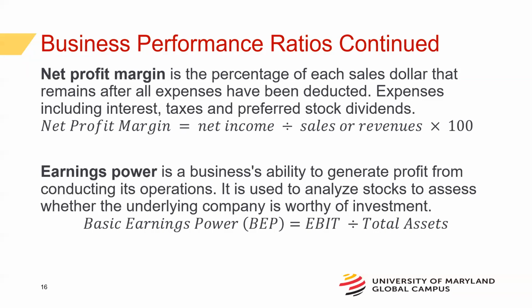The calculation for this is we take our net income, which is found on our income statement, and divide it by sales or revenue, which is found on our income statement. We multiply that by 100 to get the percent, to essentially turn it into a percentage, right? And that tells us our net profit margin.